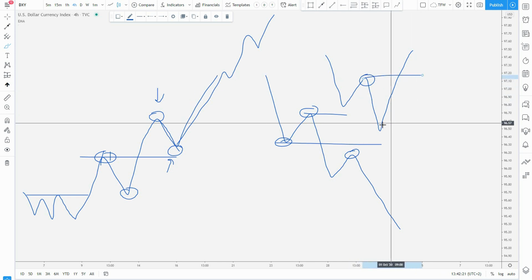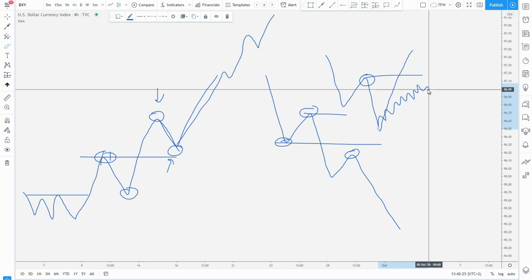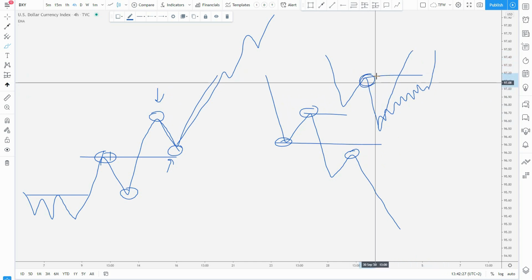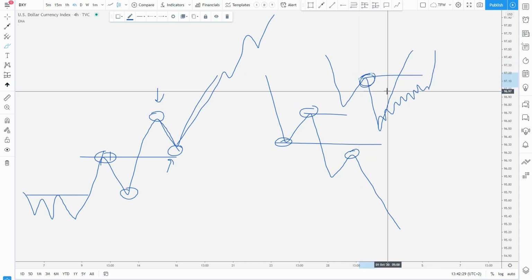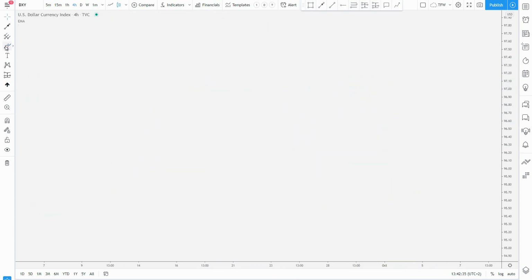So if this is your lower high, the market can trade anywhere in between these regions right here, but never break above, because if it breaks above that lower high, then we are potentially changing the environment and we're changing the structure, right? And absolutely the same for an uptrend.